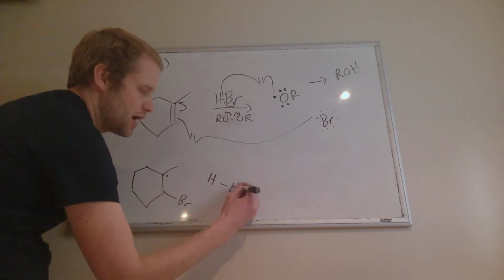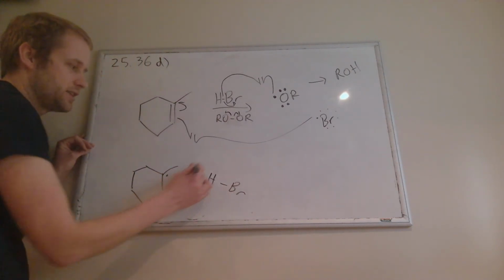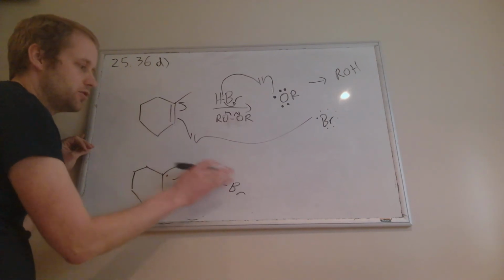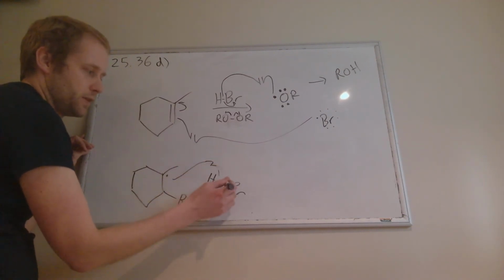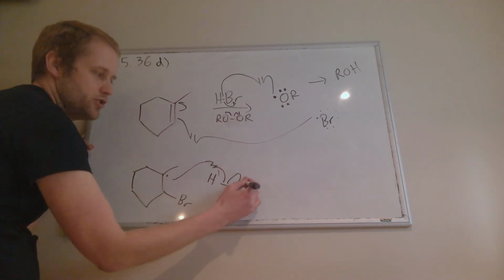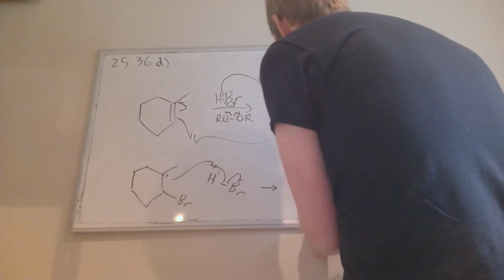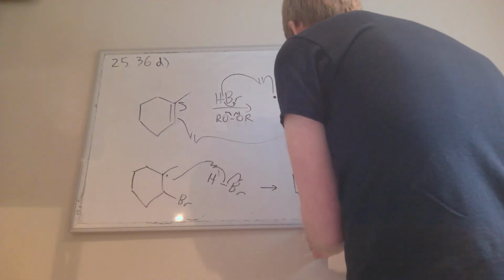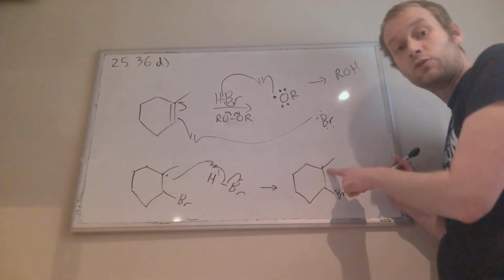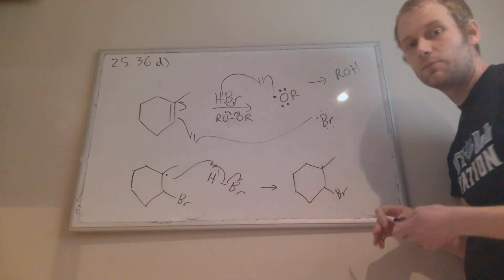So if HBr, this can go through a homolytic substitution and generate a new bromine radical while having this H end up on that position. So then we end up having the bromine on the less substituted position, the hydrogen, which we usually don't show, on the more substituted position.